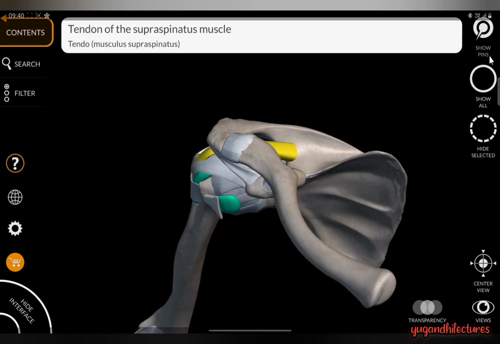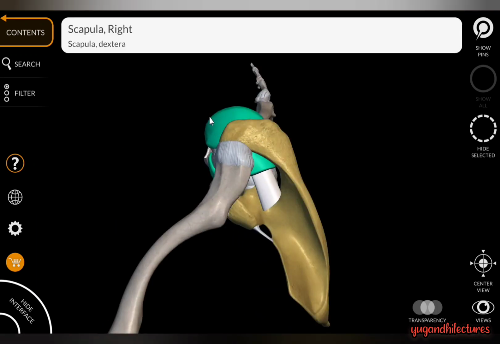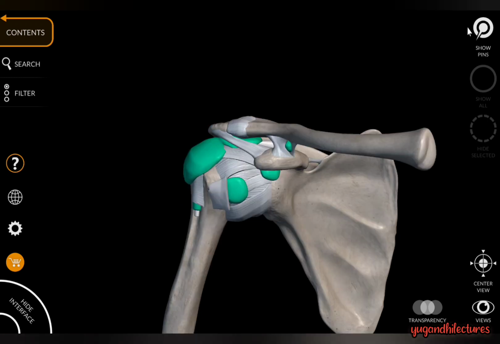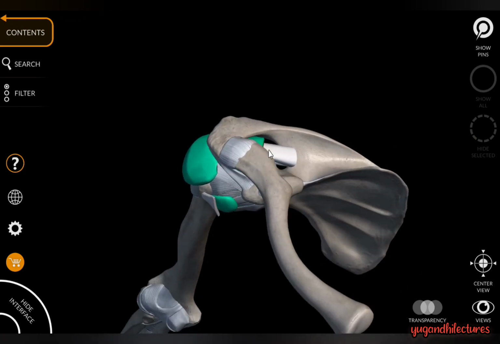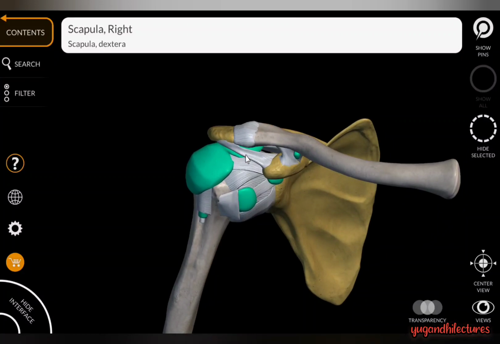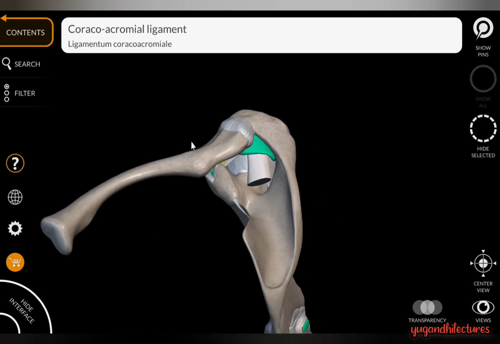So in what way do they help? These bursae, that is the subacromial and subdeltoid bursa, separate the tendon of supraspinatus muscle from the acromion process of the scapula, and also they separate the supraspinatus tendon from the coracoacromial ligament, right? In that way they help in the smooth motion of the shoulder joint.